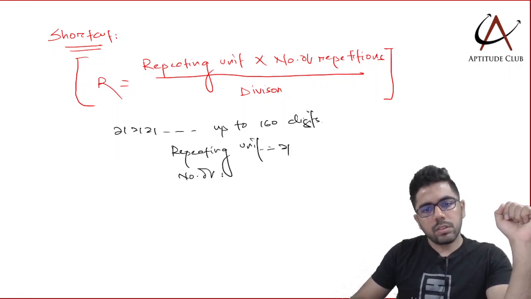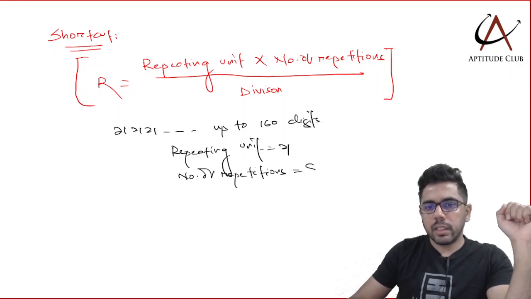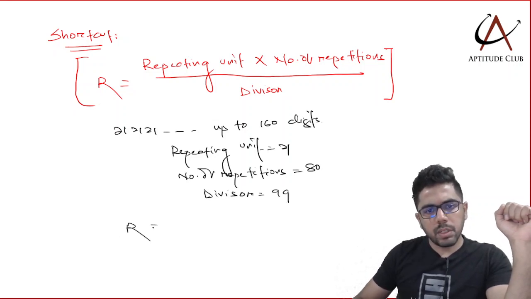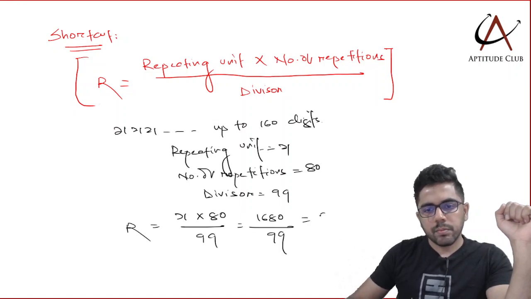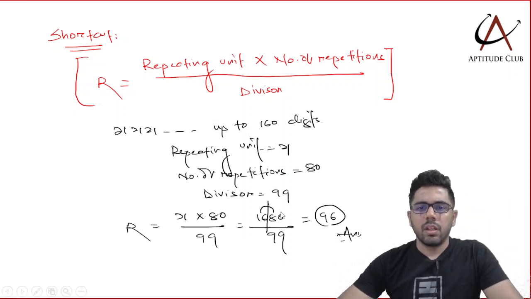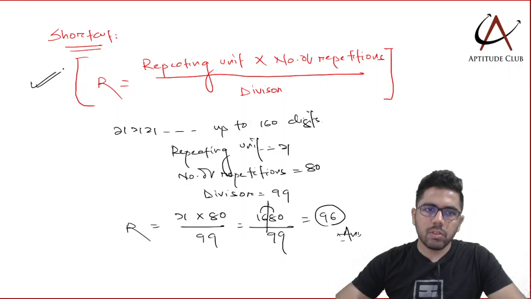Number of repetitions, it is being repeated 80 times, and the divisor is 99. So the simple remainder is repeating unit into number of repetitions divided by 99. So 1680 divided by 99, the remainder is 90. Very simple, and just इतने में ही solve हो जाएगा.